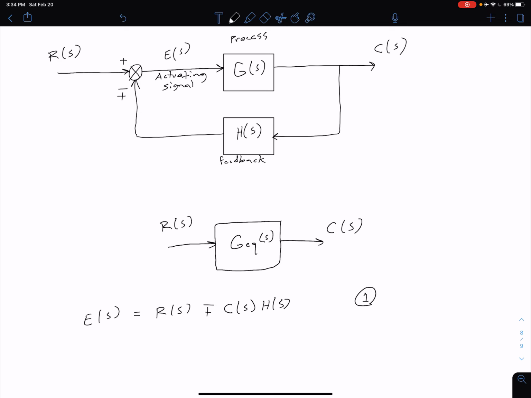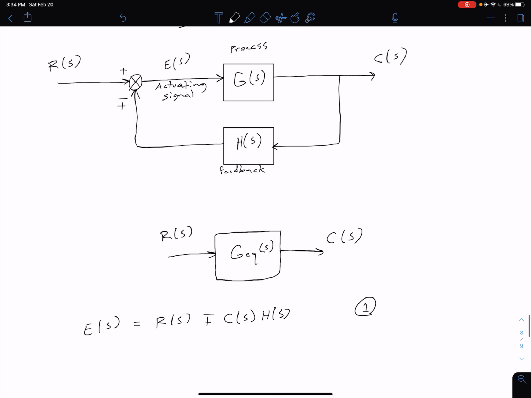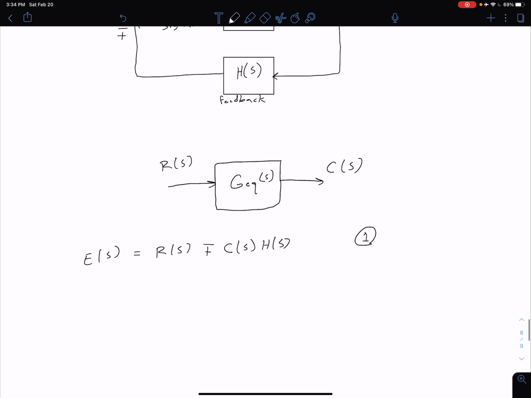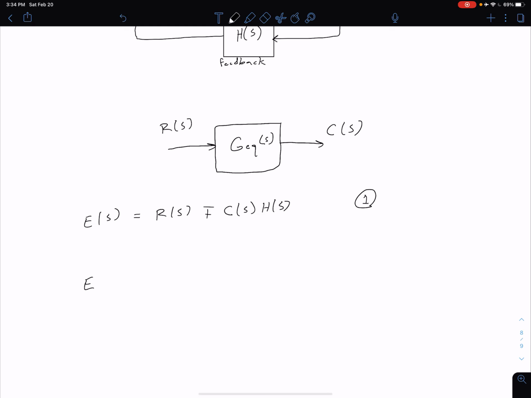And we can get a second equation by looking at just the process line here. So we can say our C of S is just equal to E times G. Well, we can rearrange that and we can say E of S is equal to C of S divided by G of S. So to be consistent with the notes, I'm going to call that equation 2. So what we can do is substitute this equation 2 into equation 1.